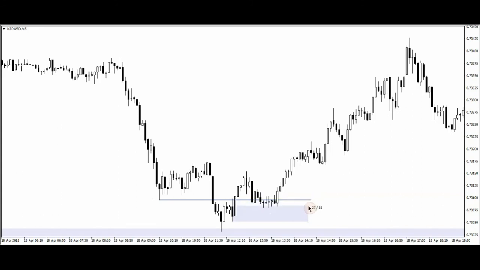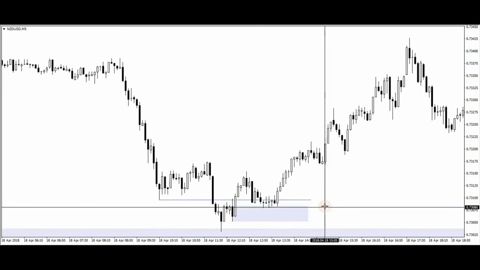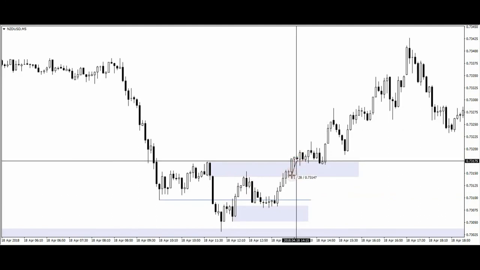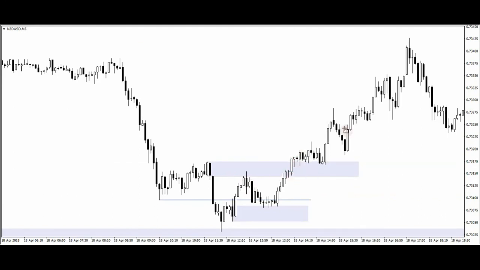We could have taken this here, right, with a three pip stop loss, however I wanted to take it. We could have taken this trade here. This was the first entry, push above the breaker, a retest of the breaker, got in here again, second entry, and then this was your final entry right here.